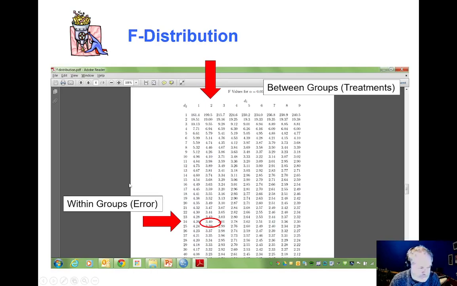Okay. So what we'll do is then we'll go through some calculation. We'll go through the practice of calculating this. We'll do it in Excel.